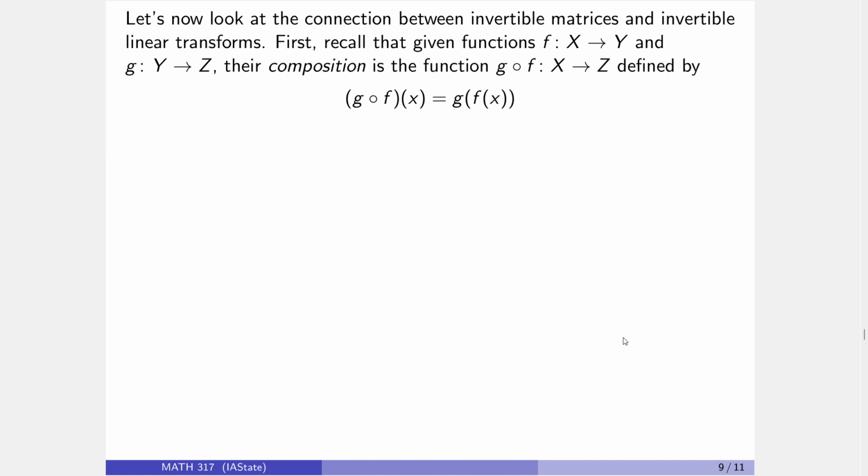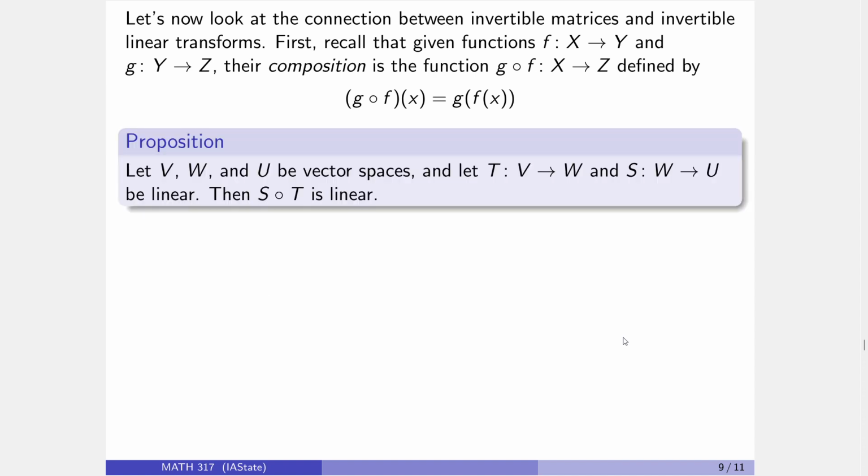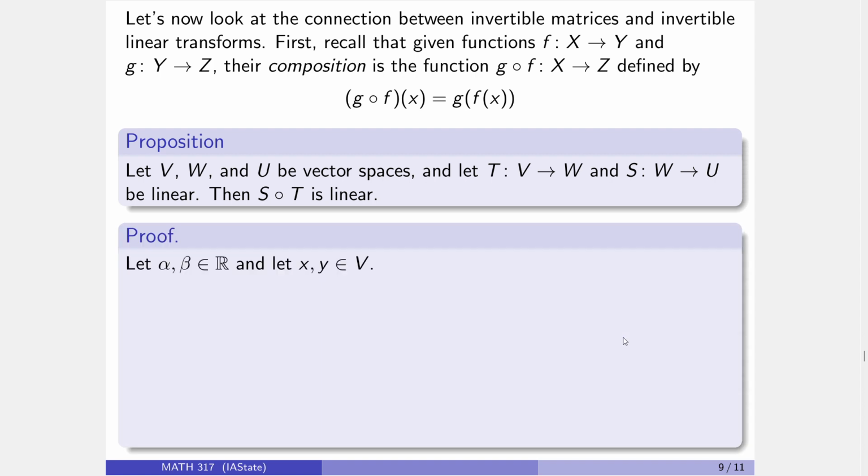So first of all, recall given functions f and g, their composition is the function g circ f, where you apply g to f. And it turns out the composition of linear mappings remains linear. Alright, and this is straightforward to prove.